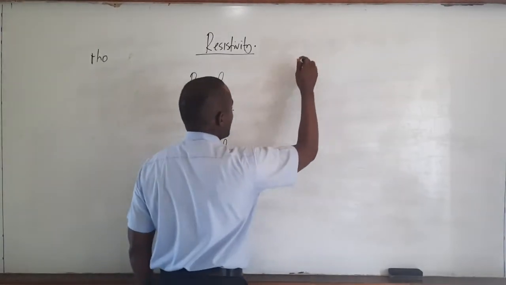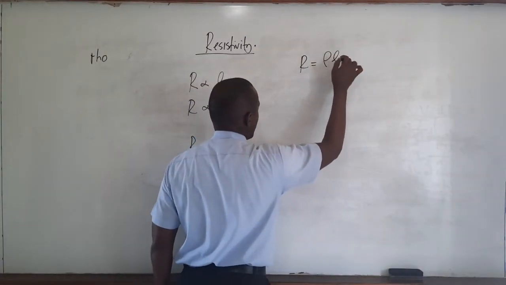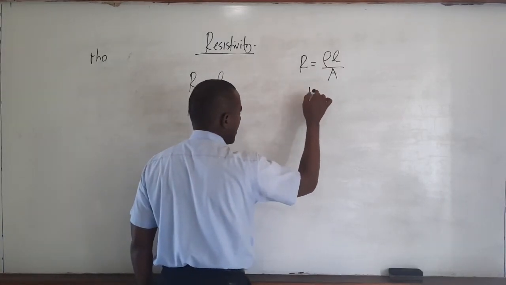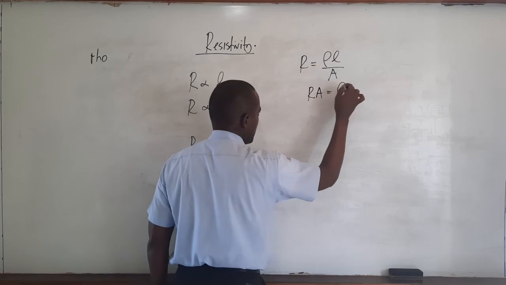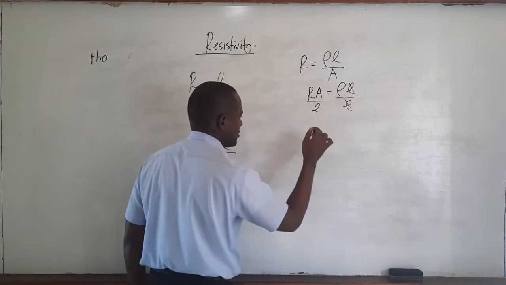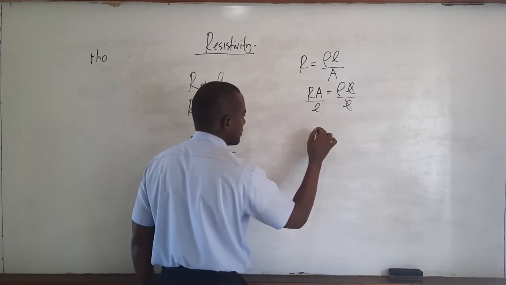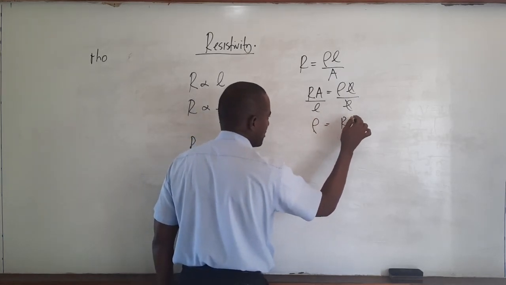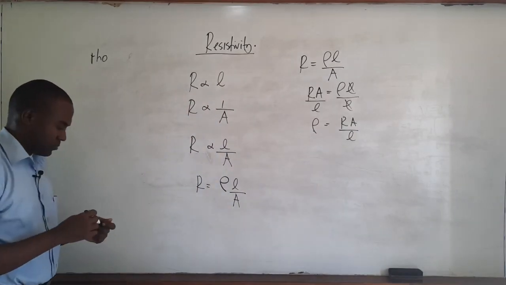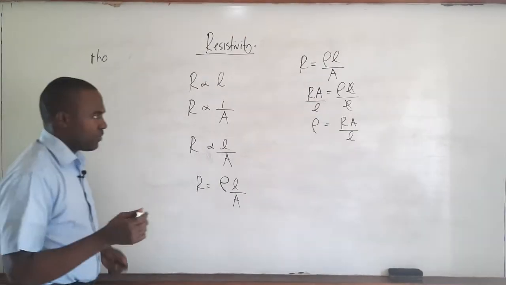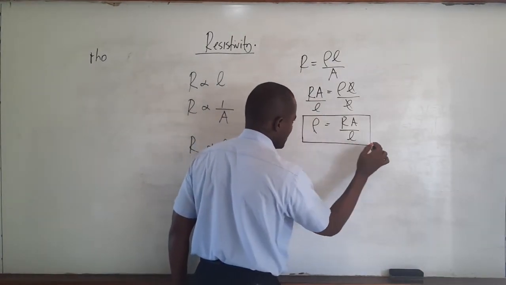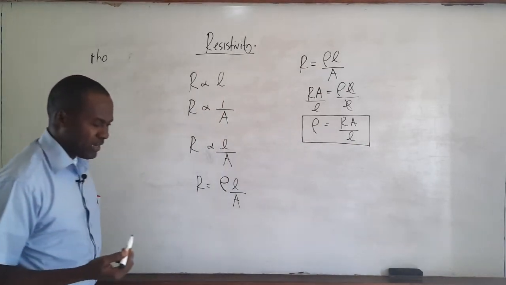So doing that, we have R is equal to rho L over A. Multiply both sides by A, we get RA is equal to rho L. Then we divide both sides by L. The L's cancel, and so we get rho is equal to RA over L. Right? So this formula basically gives the resistivity in terms of the resistance, the cross-sectional area, and the length.